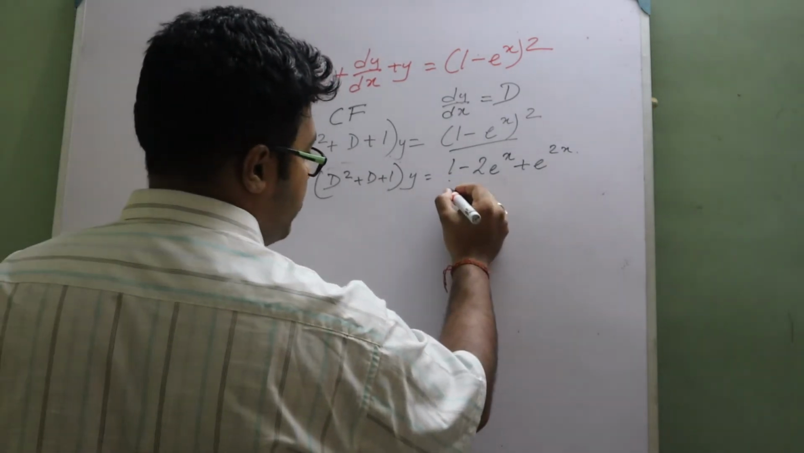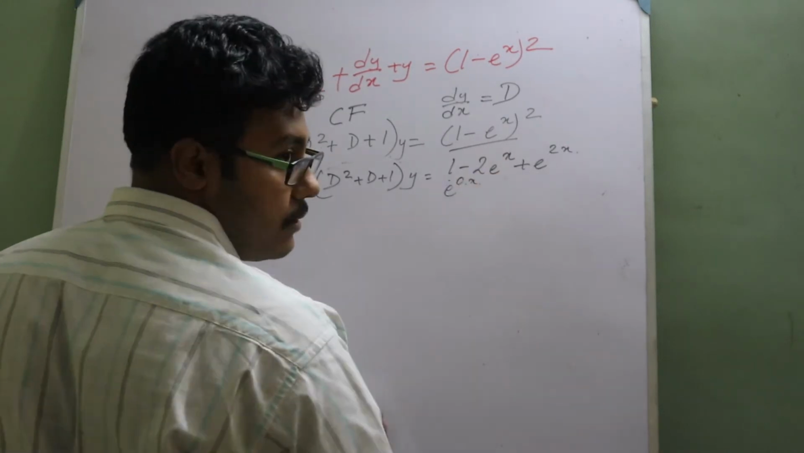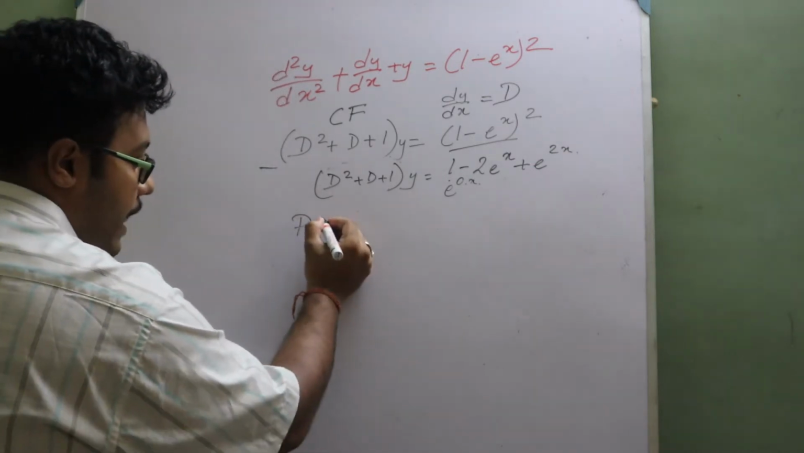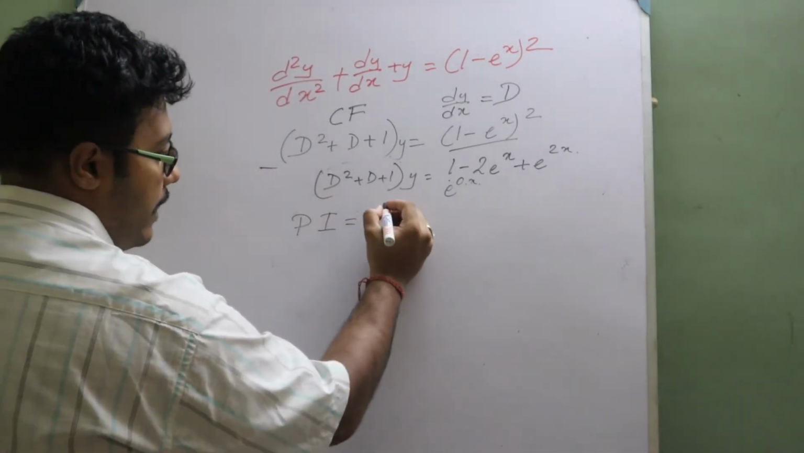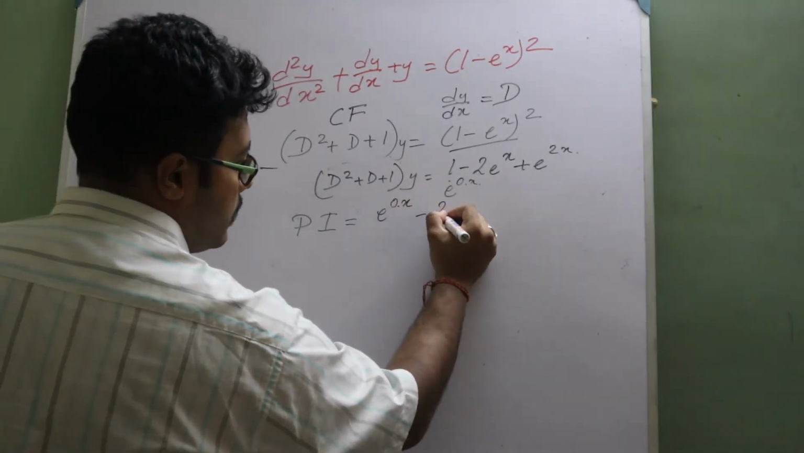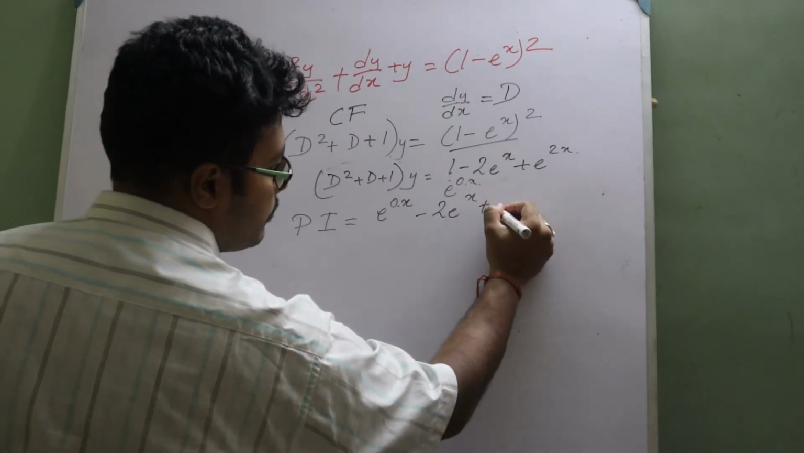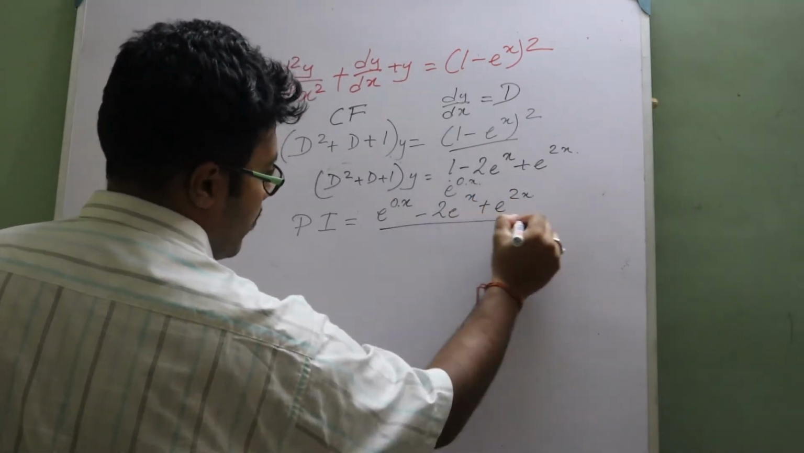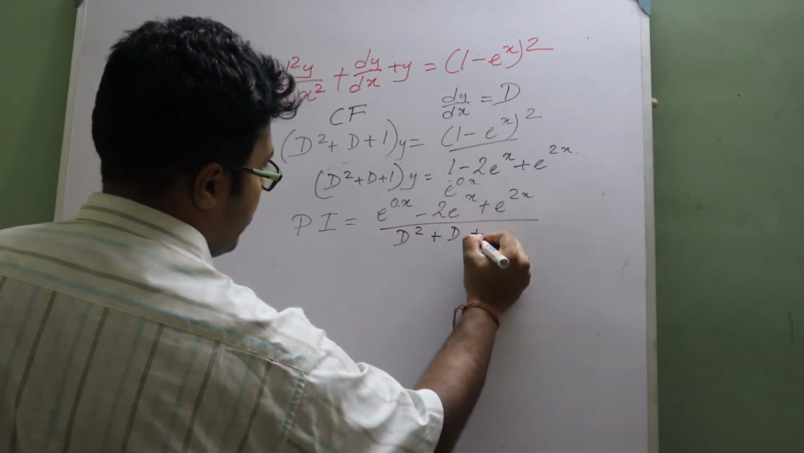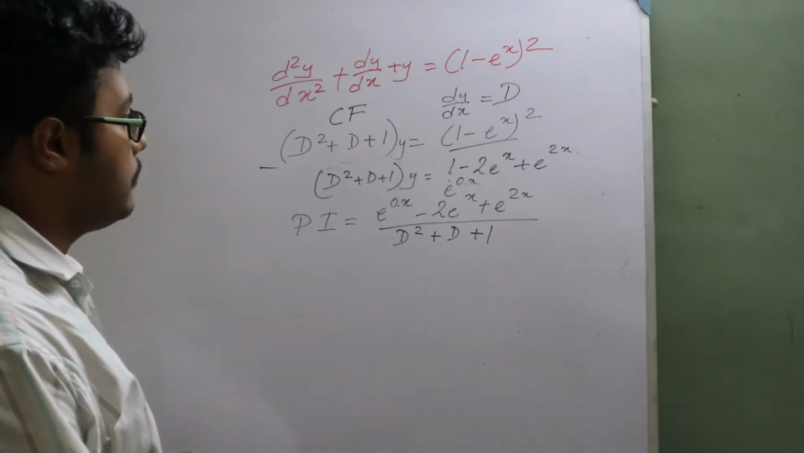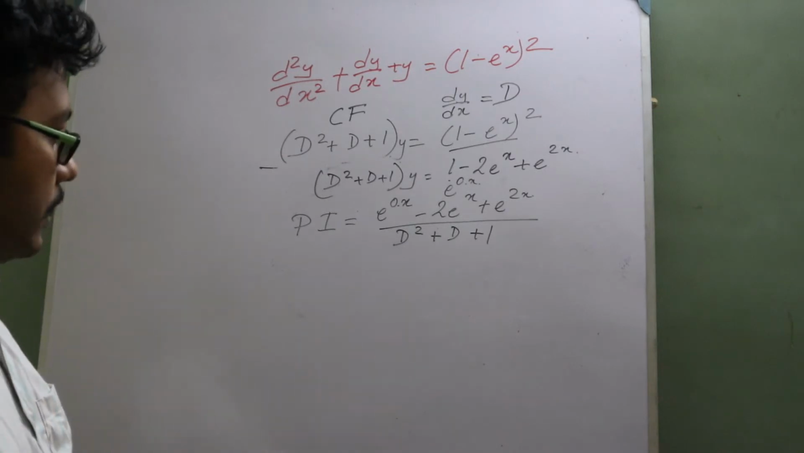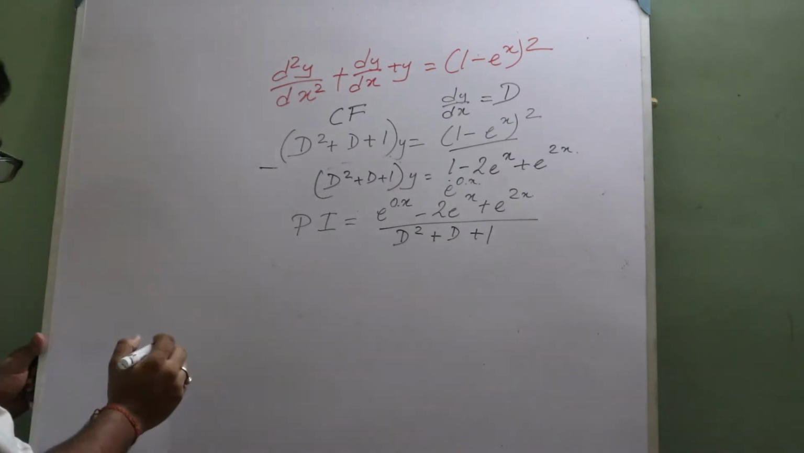This can be written as e to the power 0 into x. Right. So to get this PI, we can write e to the power 0 into x minus 2 e to the power x. I hope it's clear up till this part for everybody. Now see.